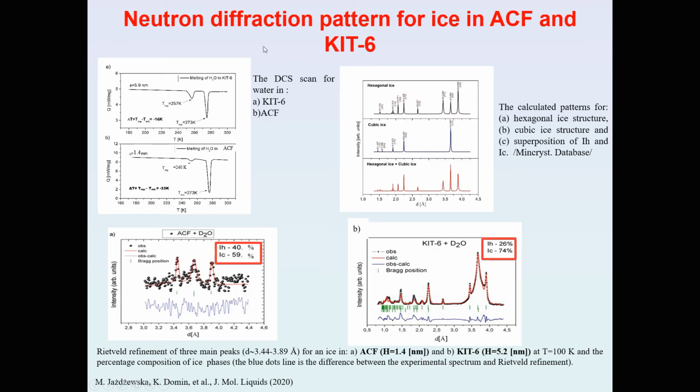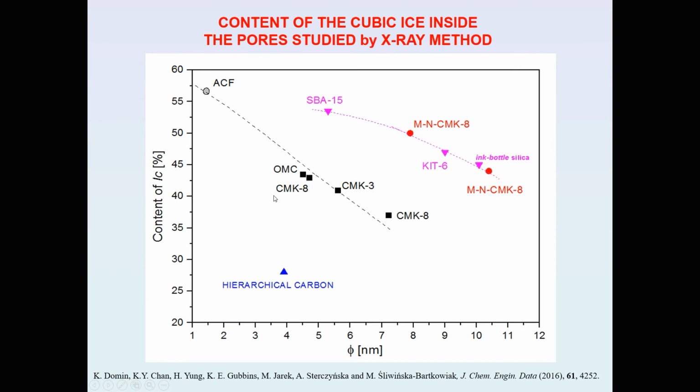Our neutron diffraction measurements just confirm the results obtained from X-ray diffraction. We find that for ice observed in ACF and KAT6, we have two structures of ice with different contents of cubic and hexagonal ice. So we find that the hydrophilic surface of pores, as a function of the pore size, shows a larger content of cubic ice than the hydrophobic surface of the pores.